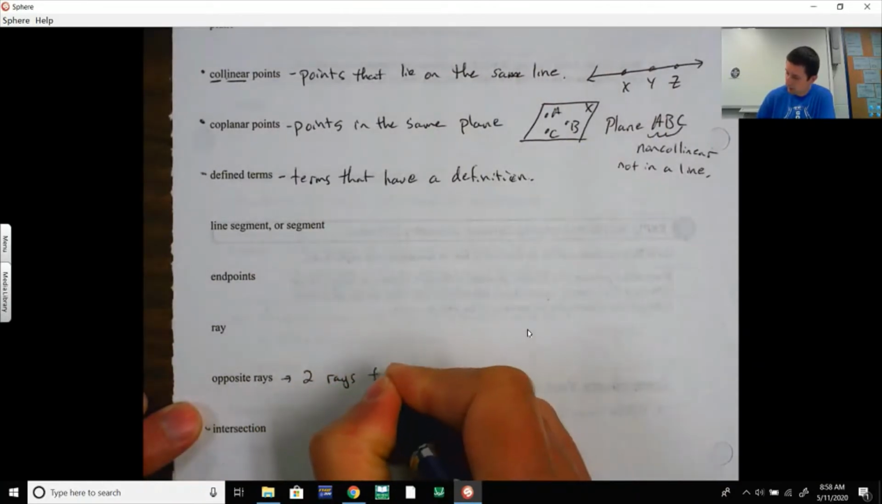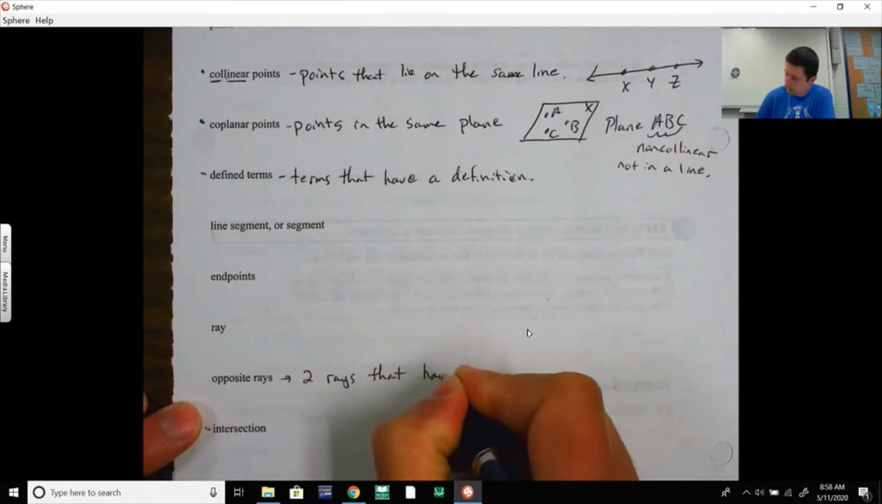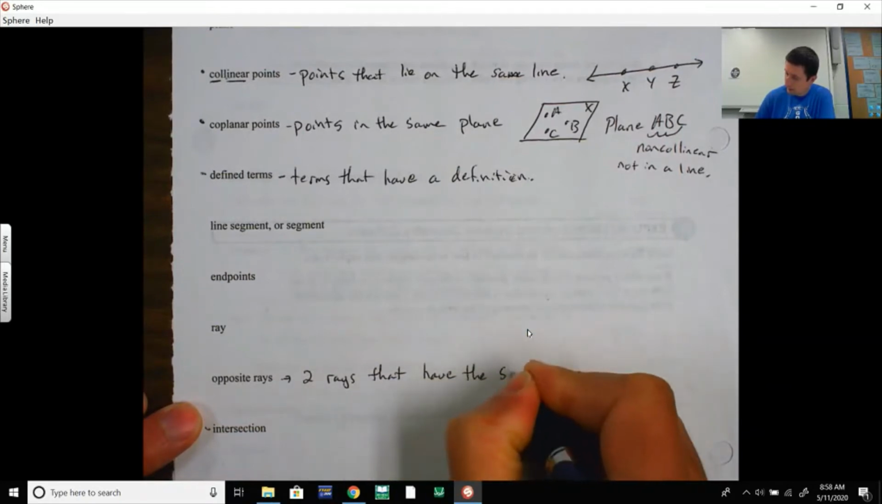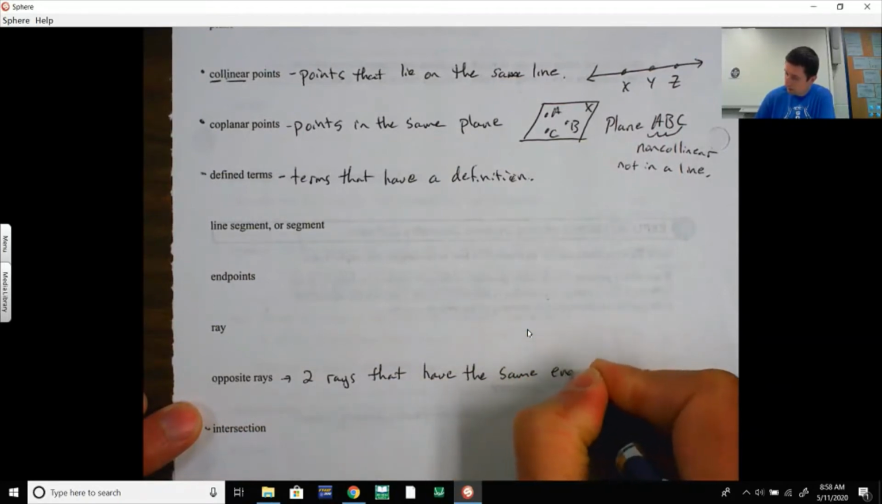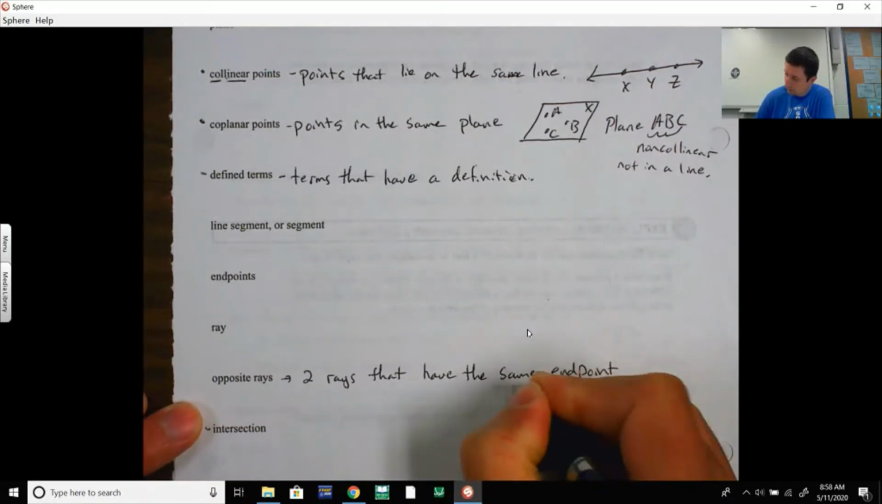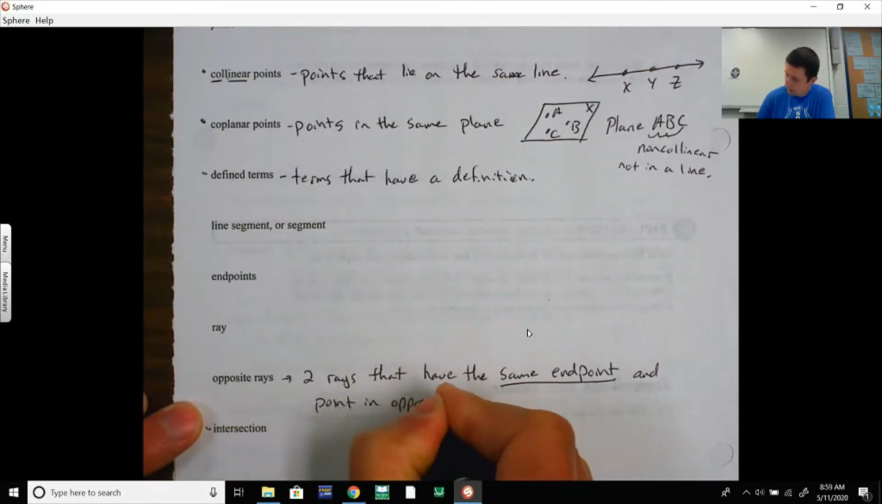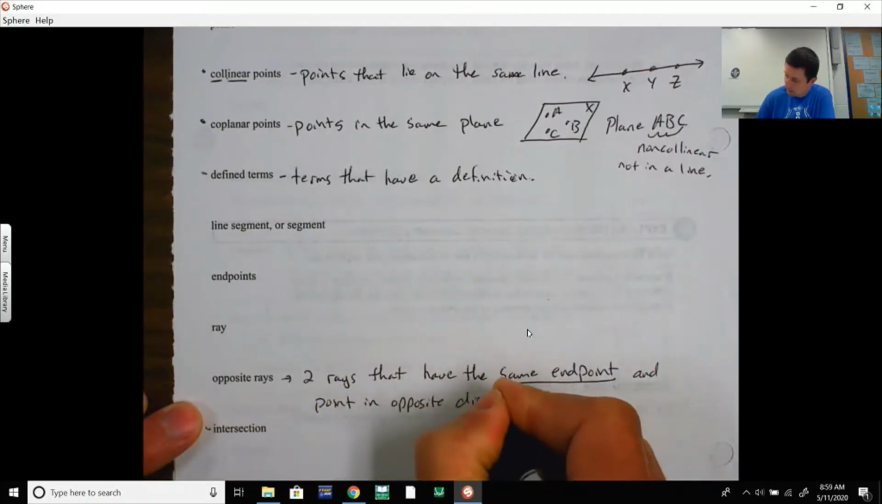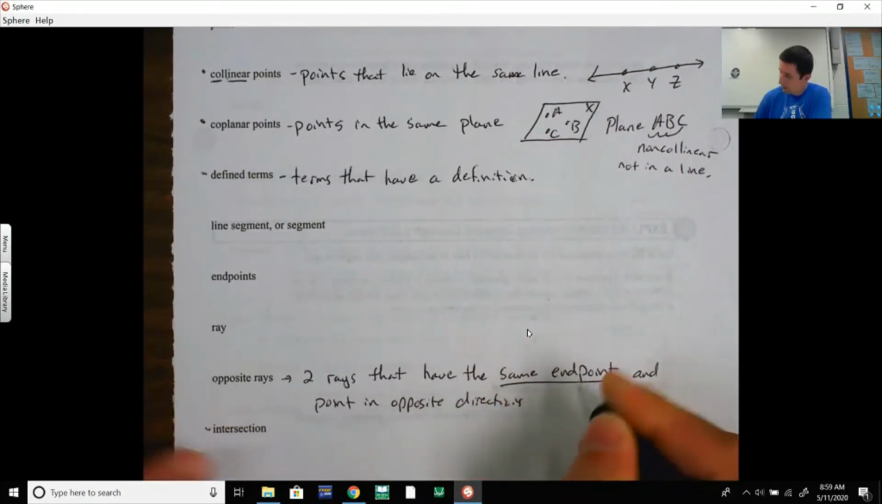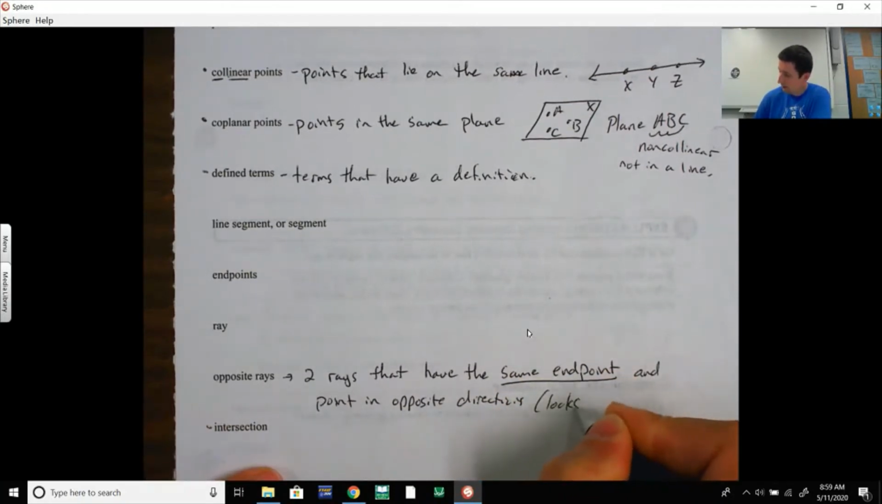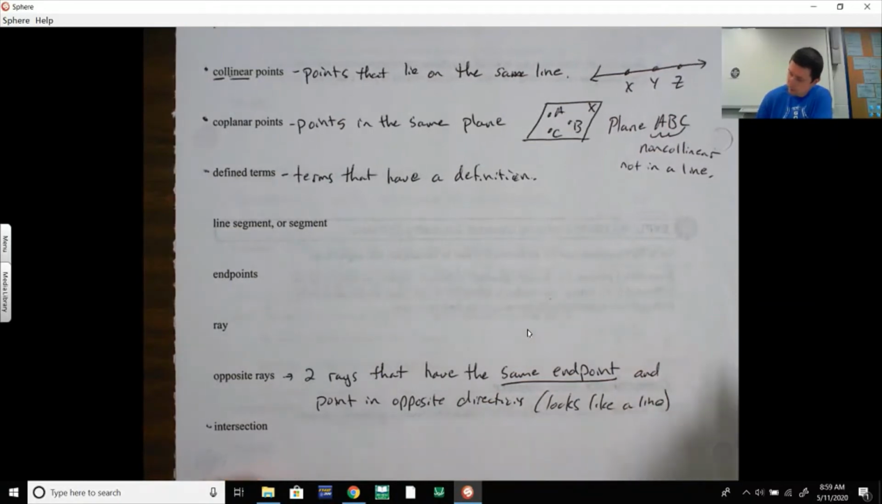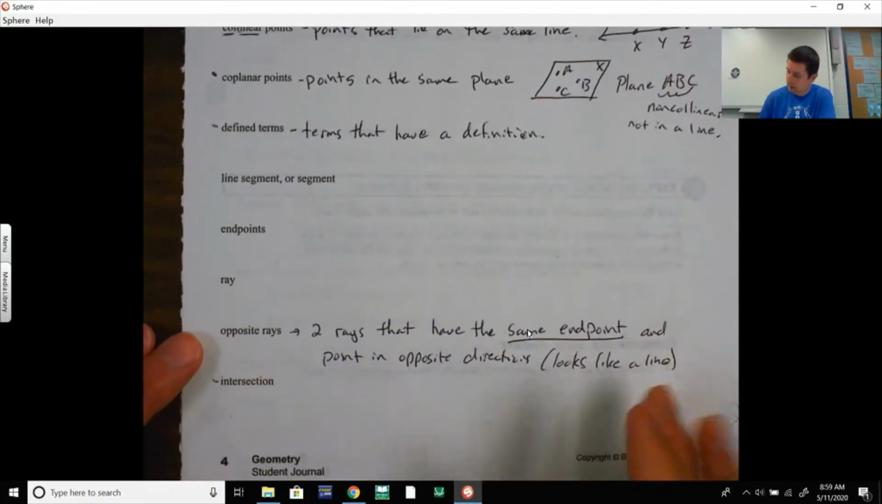Two rays that have the same endpoints. They have to have the same endpoints, and they have to point in opposite directions. Okay, this looks like a line, and we'll see this later in this lesson. So two rays that have the same endpoint and they have to point in opposite directions.